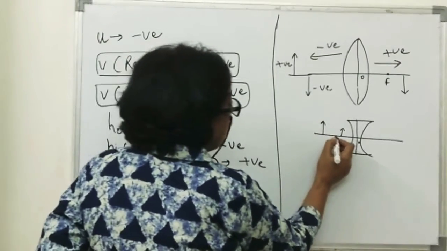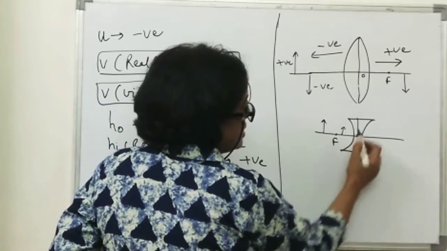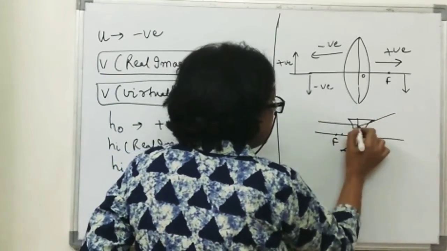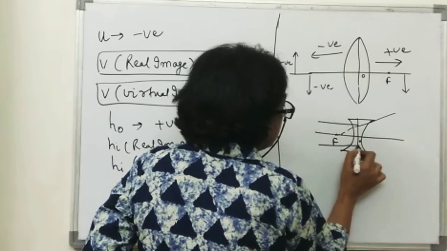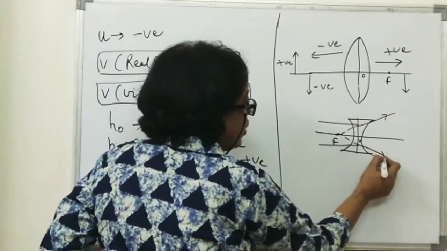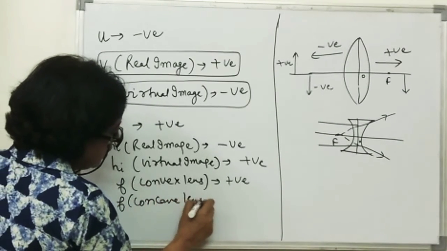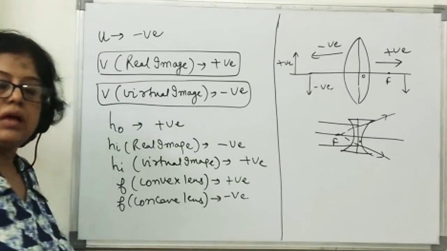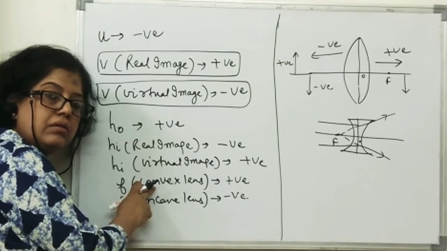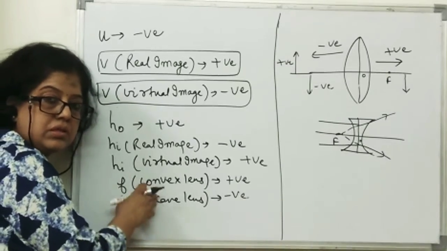In a concave lens, the focus is to the left of the lens. If the rays fall like this parallel to the principal axis, the rays diverge and they appear to meet at focus. So focus is like this. So focal length will be negative. Focus is virtual in a concave lens. So focal length of a concave lens will be negative. Fine. And if you remember, for a concave mirror, focal length is negative, and for a convex mirror, focal length is positive. So this is similar to that.